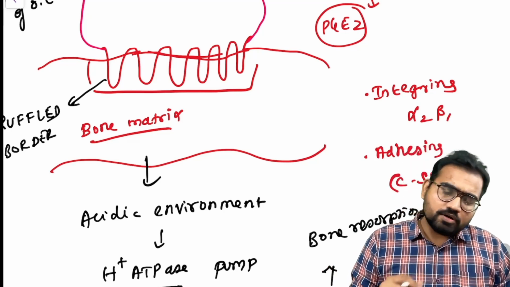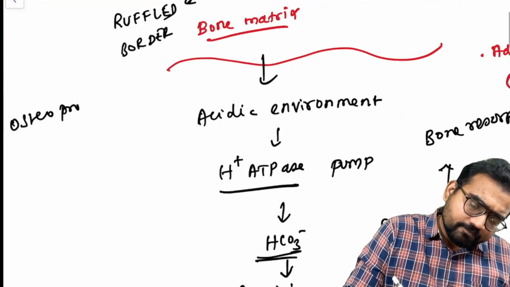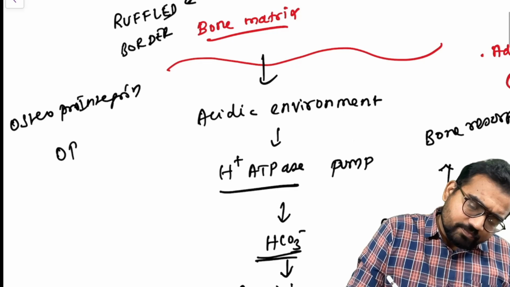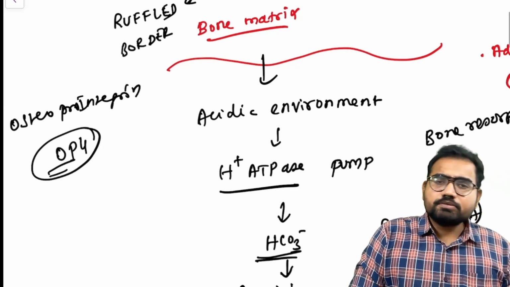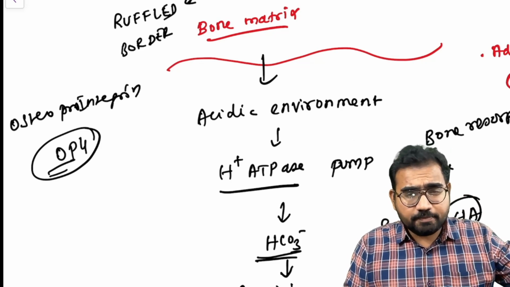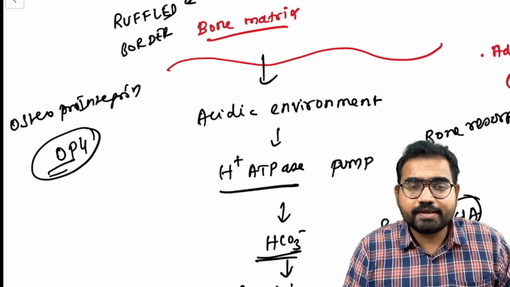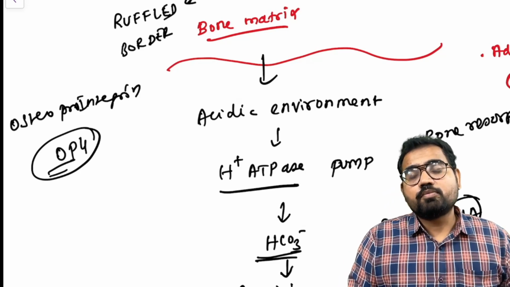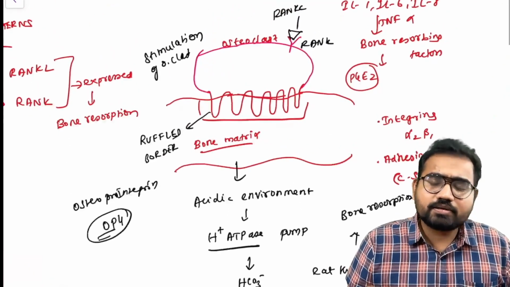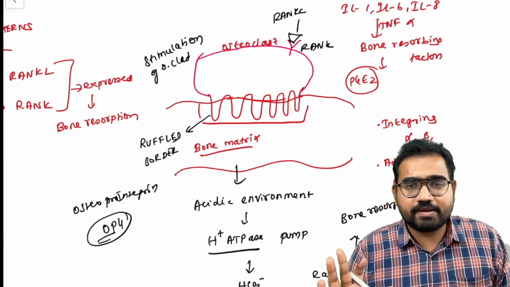Okay, now there is something called osteoprotegerin, OPG. OPG is an antagonist to bone resorption. It will prevent the attachment of RANKL to RANK. In that way, it is going to prevent bone resorption. Okay, so this is how the RANKL system works in a very simple way.